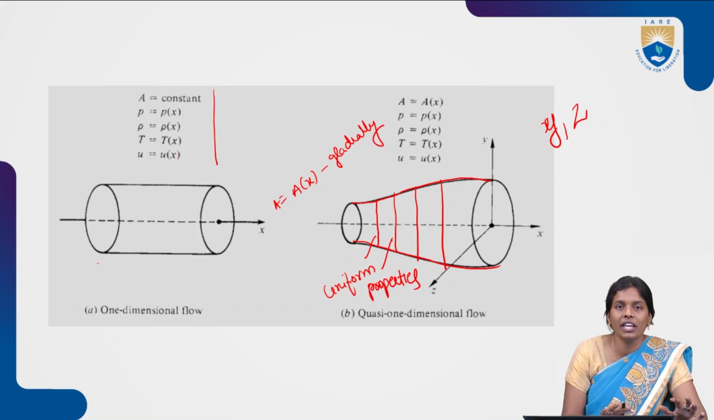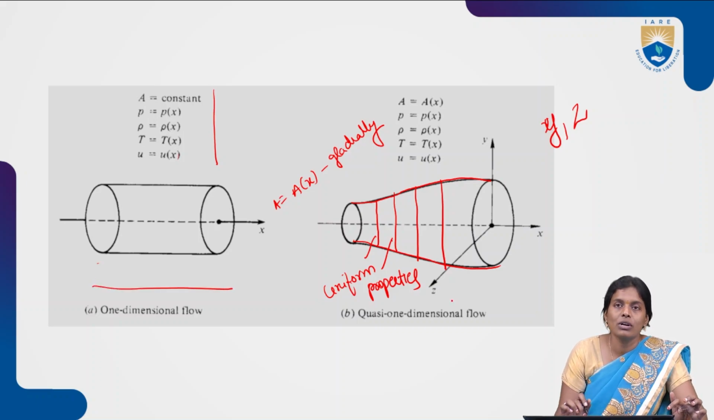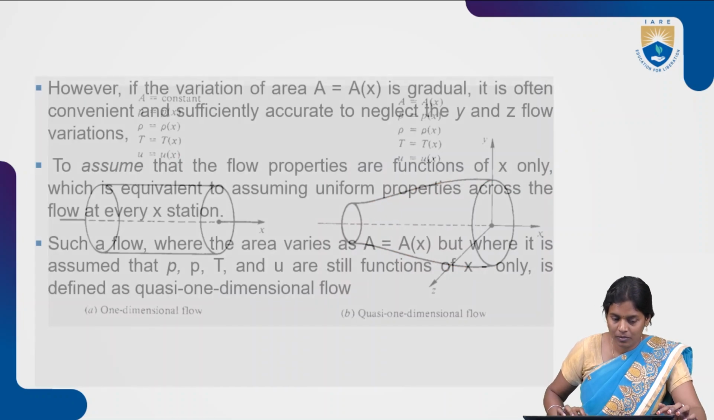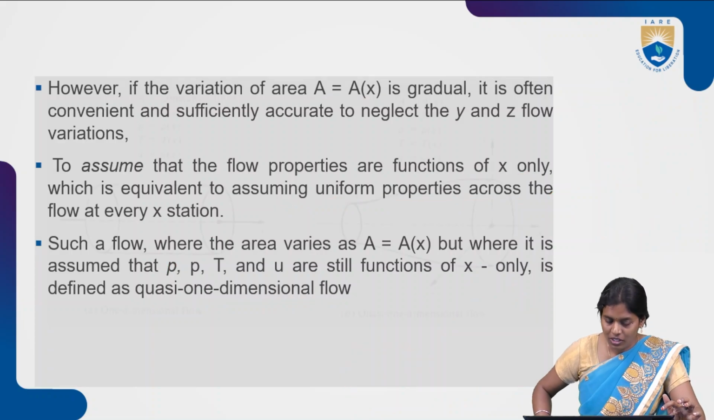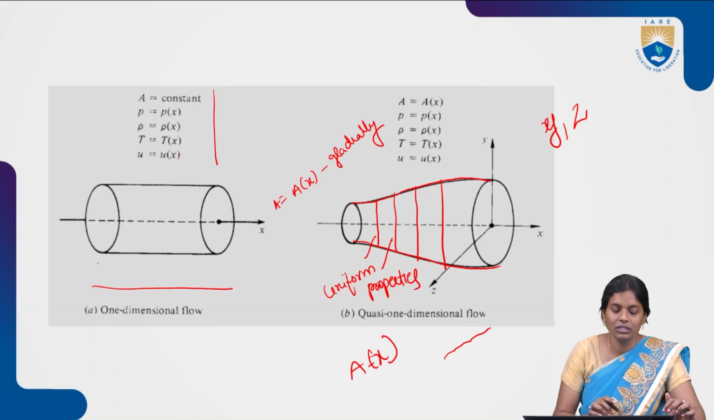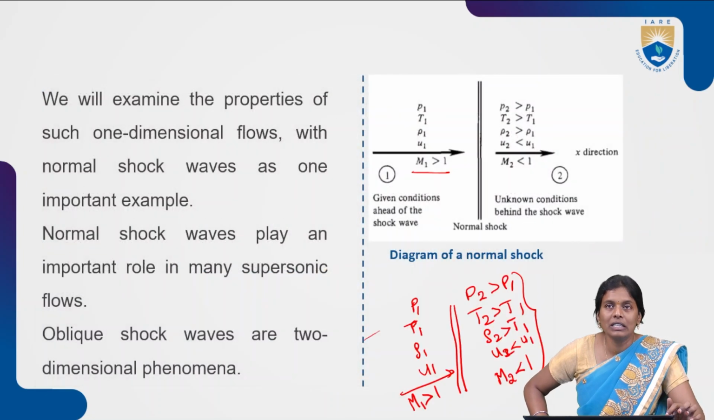So one-dimensional flow means where area is constant, whereas quasi one-dimensional flow means A varies with respect to X gradually. There is no sudden change, but gradually, step by step, it is going to increase. While assuming that, we neglect the properties in the rest of the two directions. We say the flow properties are a function of X only, which is equivalent to assuming uniform properties across the flow at every X section. So this is for the one-dimensional flow, and this one is for the quasi one-dimensional flow.